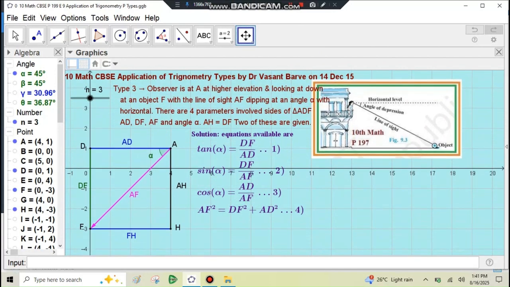Okay, so this is the case. Tan theta is DF by AD, and we know this DF, which is equal to AH, and therefore it is possible for us to find out AD. Or if you know AD, it will be possible for you to find out alpha. Okay, so AF square is equal to DF square plus AD square. Okay. Let's move to next.